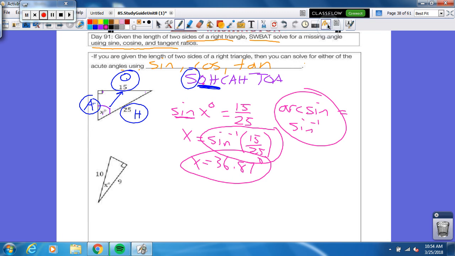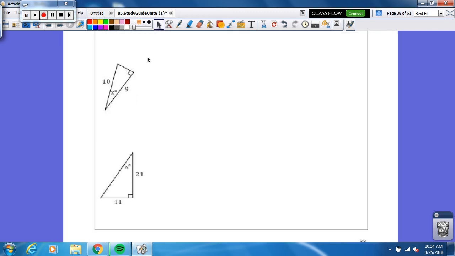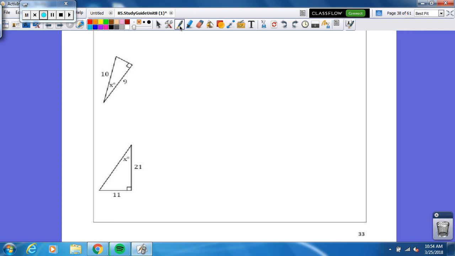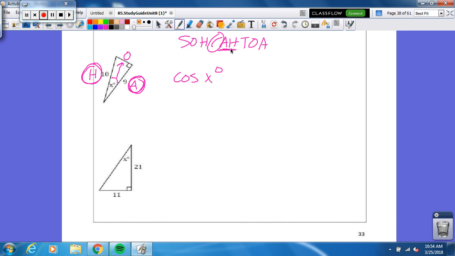Let's do another one so we can get used to this. All right, so let's look at this one right here. Here is x. We got SOHCAHTOA right here. Write it again. Now the 10 is the hypotenuse, this is the opposite, and 9 is the adjacent. So I have the adjacent, where the 9 is, and the hypotenuse. That means I'm going to use cosine. So the cosine of x degrees equals the adjacent, 9, over 10, which is the hypotenuse.